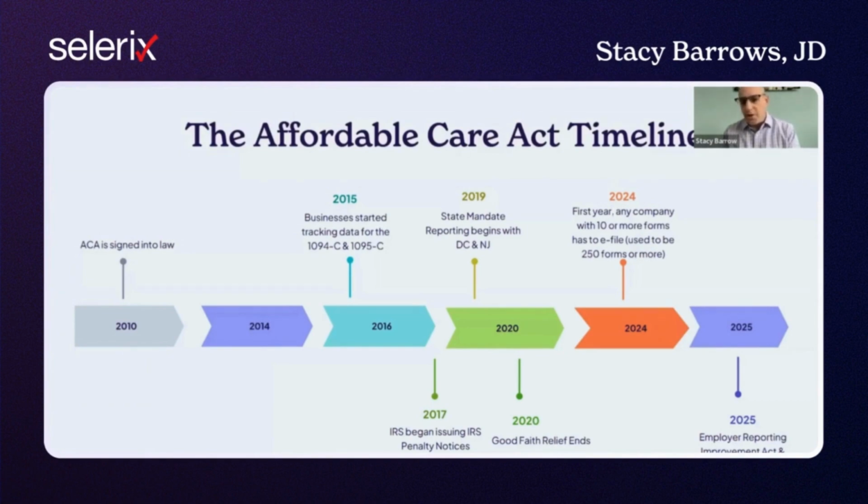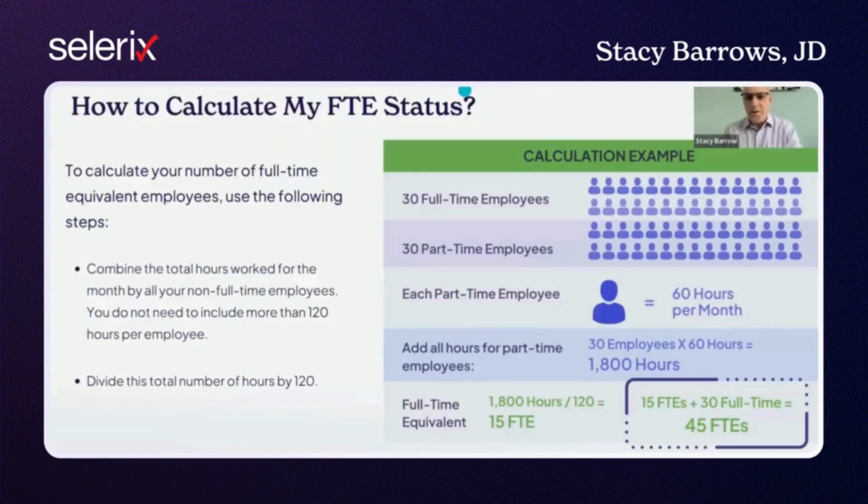These rules change from time to time. There are various state mandates. There are new electronic filing requirements, and even laws passed late last year that impacted the 2024 filing cycle. One of the first steps of ACA compliance is determining if you are an applicable large employer, and that's done by determining your full-time employee status.